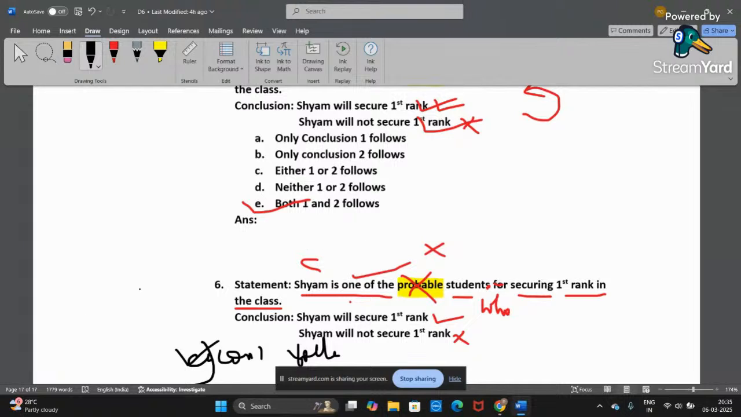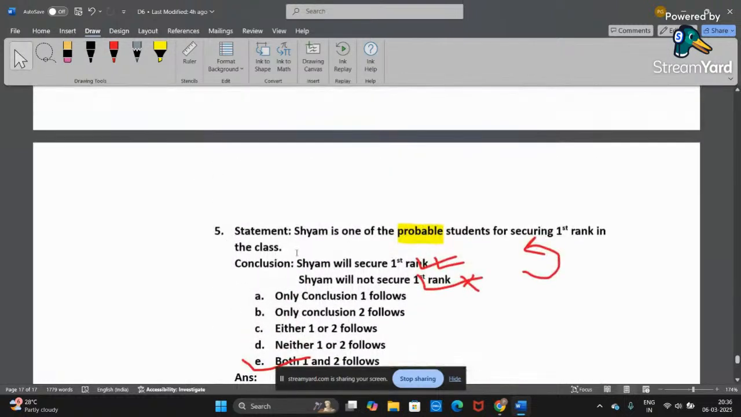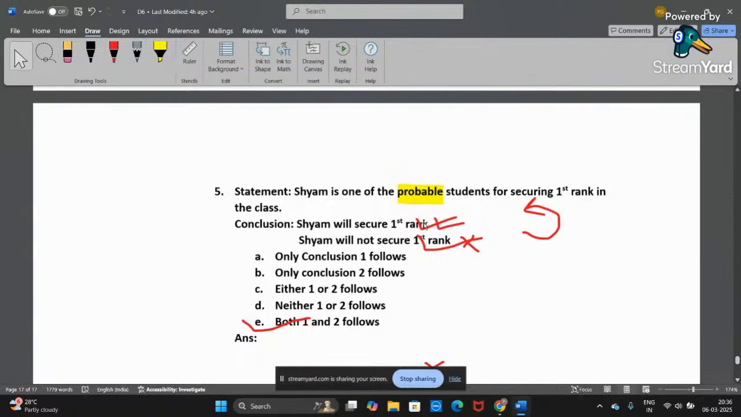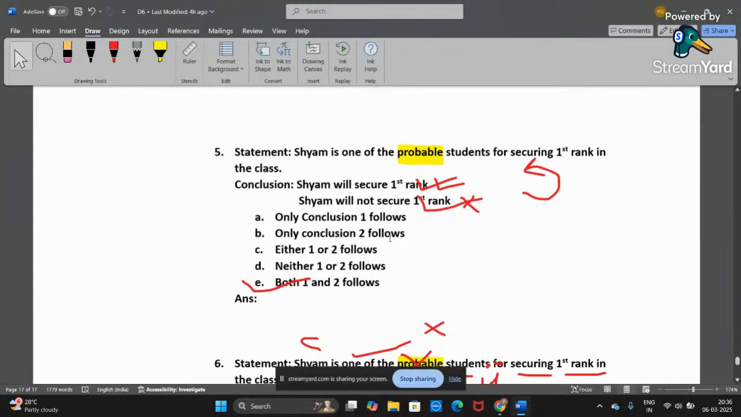If the statement is given like Sham is the one student who secured the first rank in class, then only the first conclusion is correct and it satisfies the statement. If it is given as probable, they're telling that he may or may not. So in that case, Sham will or will not secure first rank. In this type, both conclusions satisfy the statement. This is the answer: both 1 and 2 follow the statement.